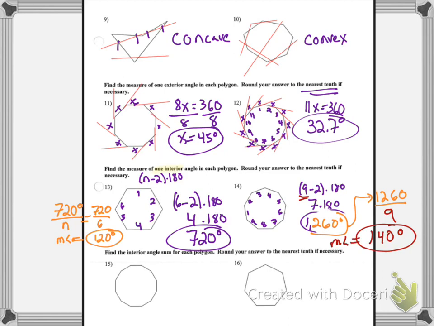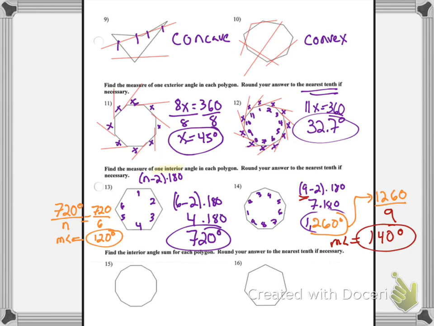Okay, now they want us to find the interior angle sum. Let's do that again. Find the interior angle sum for each polygon. Round the answer to the nearest tenth if necessary. So this is where we were just at. The first part we did in purple. That's what we're having to do now.